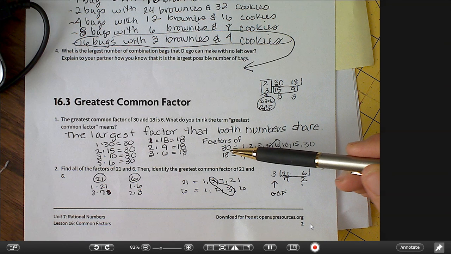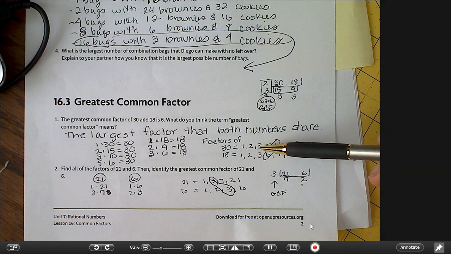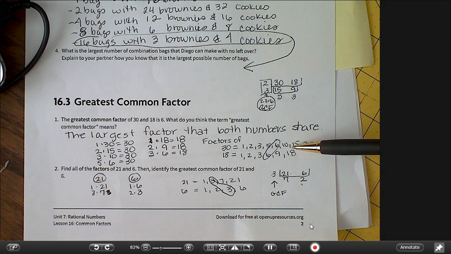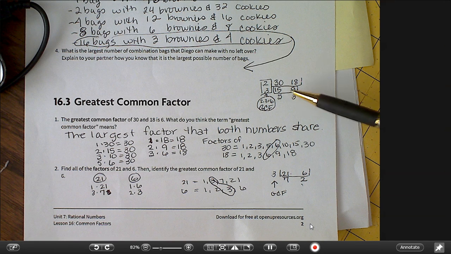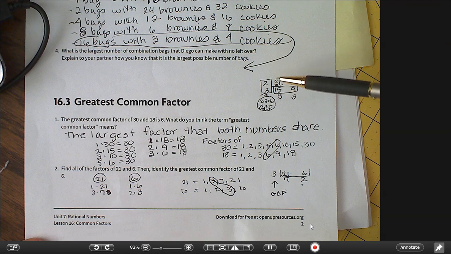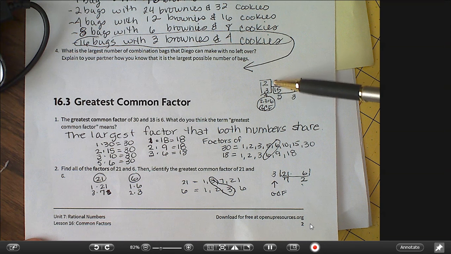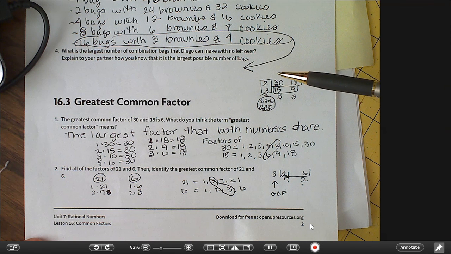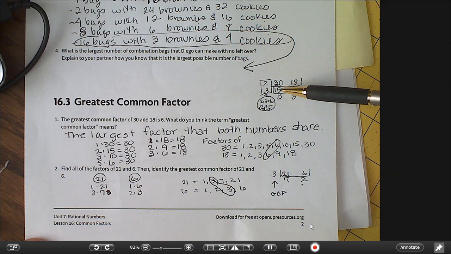And the factors of 18 are 1, 2, 3, 6, 9, and 18. And the GCF is 6. So when I look up and do my upside down cake method that I showed you how to do in class, we start by putting the two numbers here, and then you divide by 2 until you can't divide by 2 anymore. So 30 divided by 2 is 15.